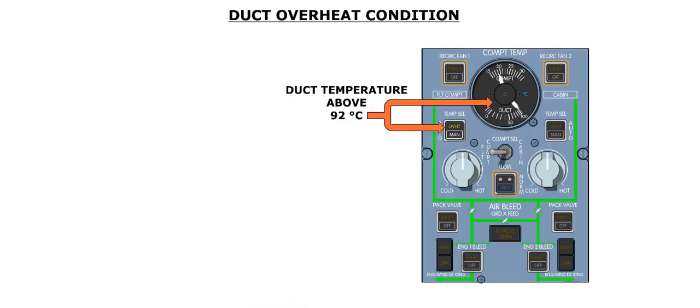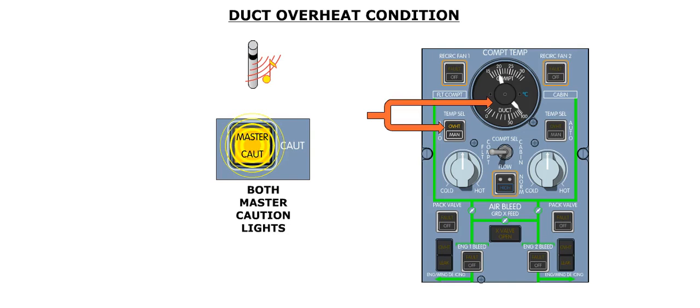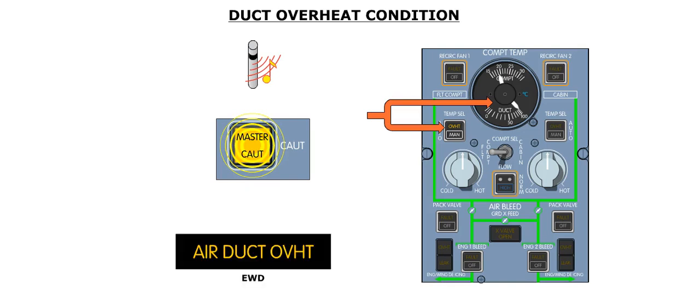The amber overheat caption illuminates in the event the associated duct temperature exceeds 92 degrees Celsius. In addition, a single chime will sound, both master caution lights will flash, and an amber air duct overheat message is displayed on the EWD.